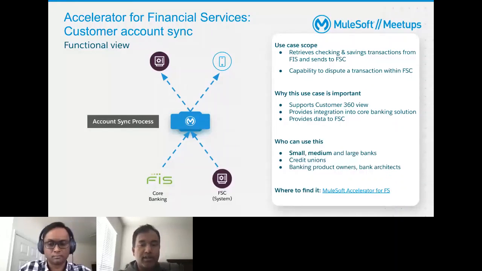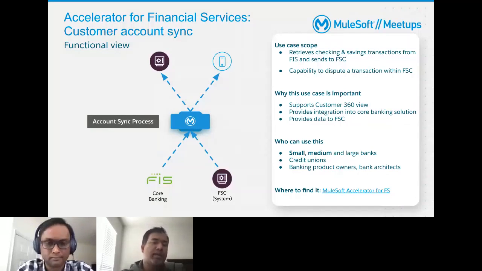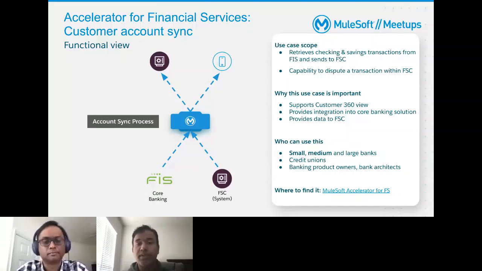So in this context, if you look at the account sync between FIS and FSC, this is a one-direction sync of, say, the current account or the checking account or the savings account between the core banking system FIS and FSC, so that customers can go through the engagement platform or through mobile devices or any other platform and try to view a real-time view of their account information. This helps in supporting the overall customer 360 view, and that's the core vision that we are targeting.